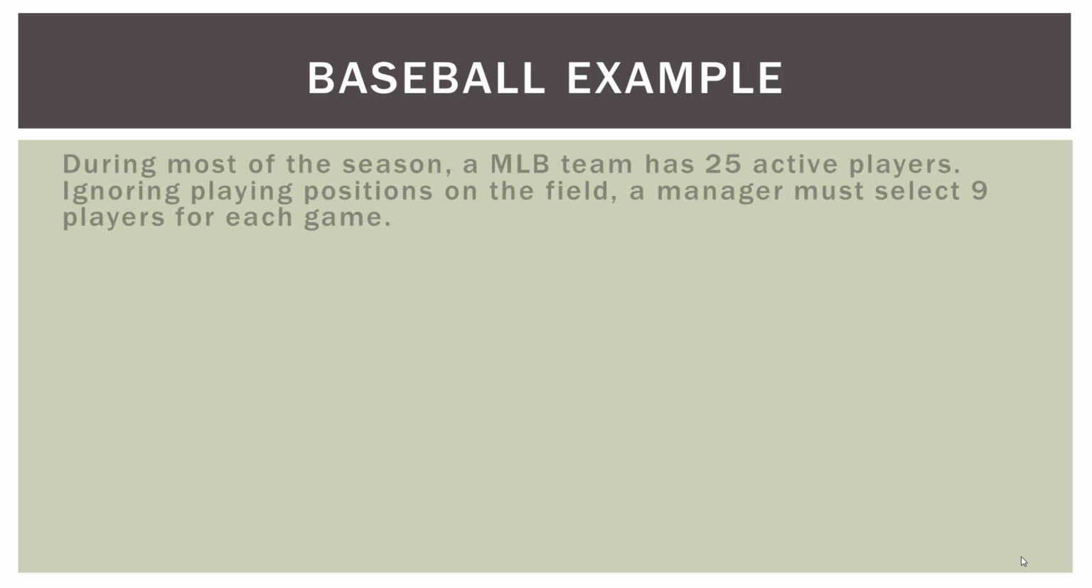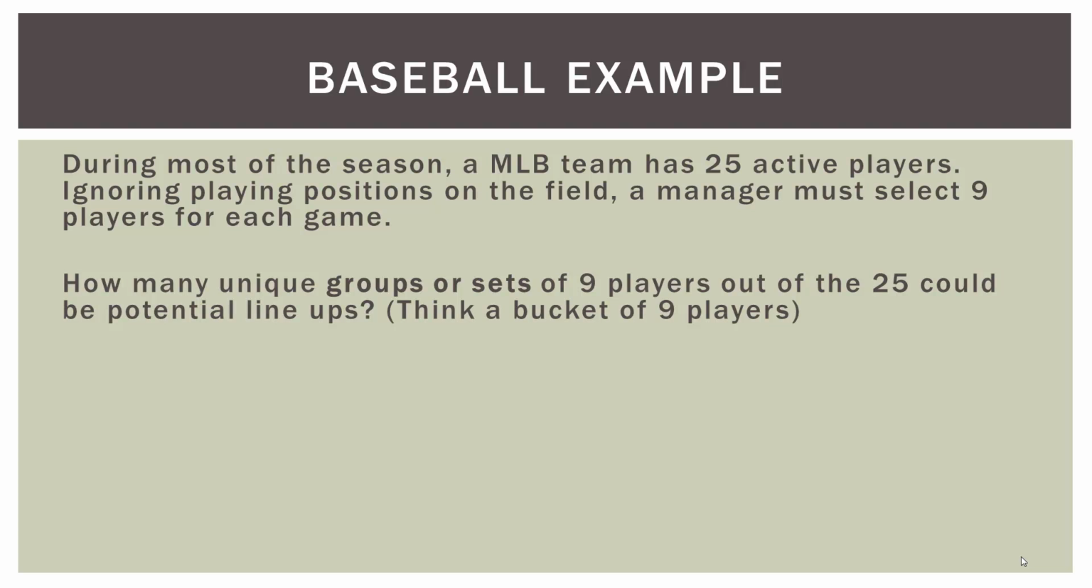So here's a baseball example. During most of the season, a Major League Baseball team has 25 active players on its roster. Now, if we ignore playing positions in the field, we're just going to ignore that there's a pitcher, catcher, and so on, okay? So ignoring playing positions. A manager must select 9 players for each game. So, how many unique groups or sets of 9 players out of the 25 could be a potential lineup?